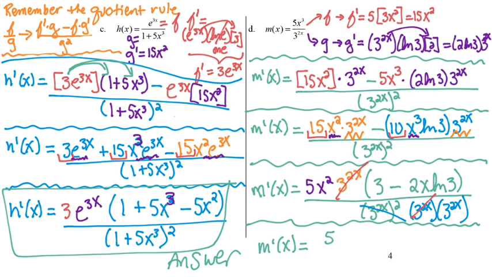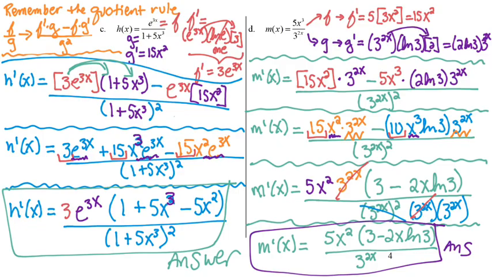I still have my 5, my x squared, but then I go right into the parentheses of my binomial, 3 minus 2x ln of 3. And then remember, my denominator just has a 3 to the 2x once, so I don't even need the parentheses, and I am done. I've got my answer.